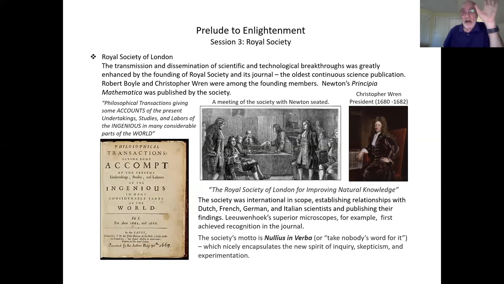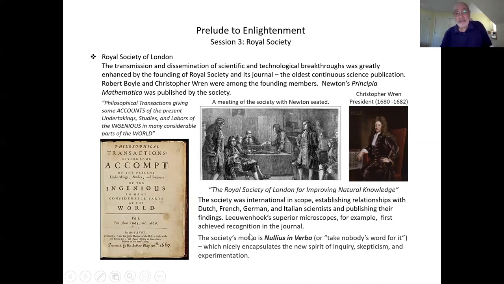Leeuwenhoek's superior microscope, the Dutchman who improved microscopic construction, for example, first achieved recognition in the journal, and then there was such a demand for it that he was able to make a living off supplying these to other people.